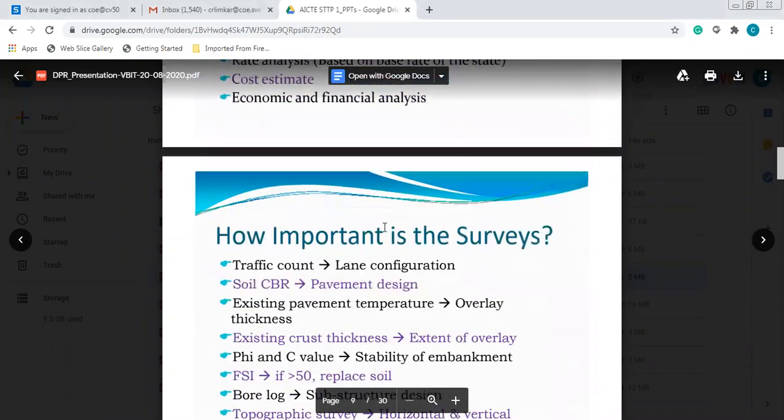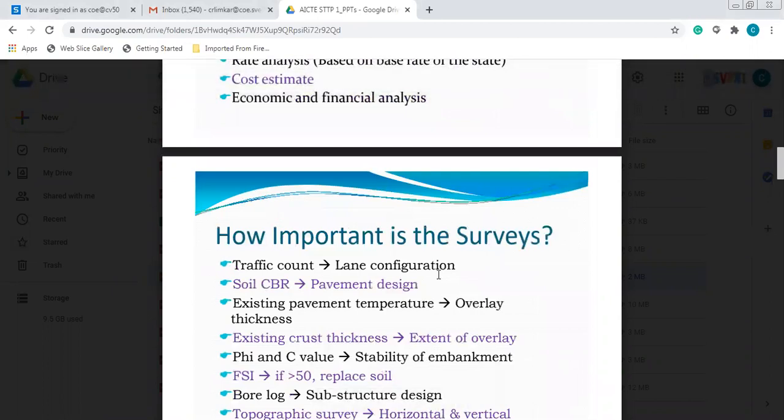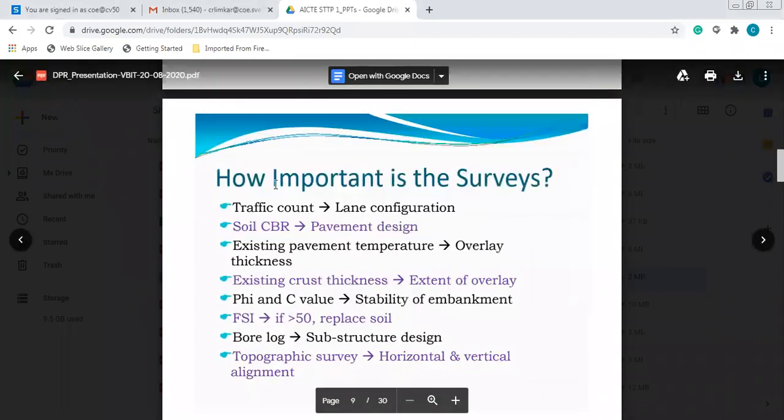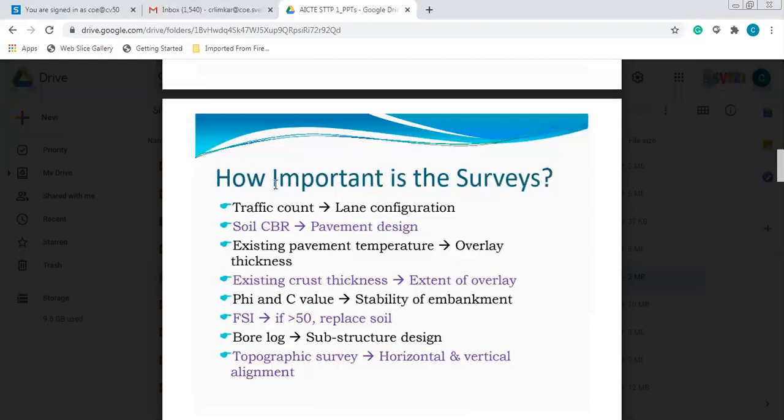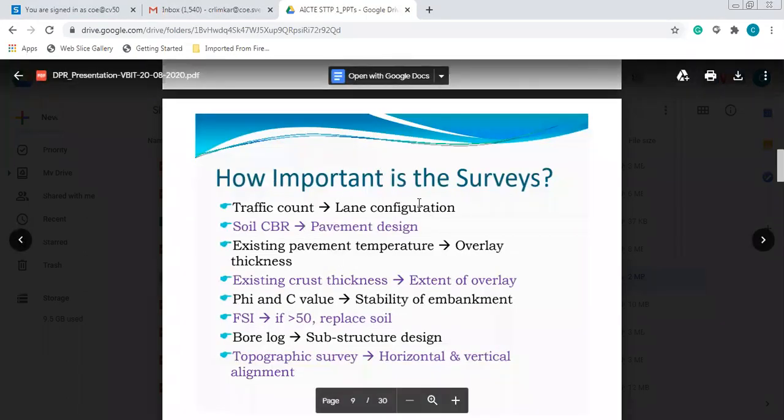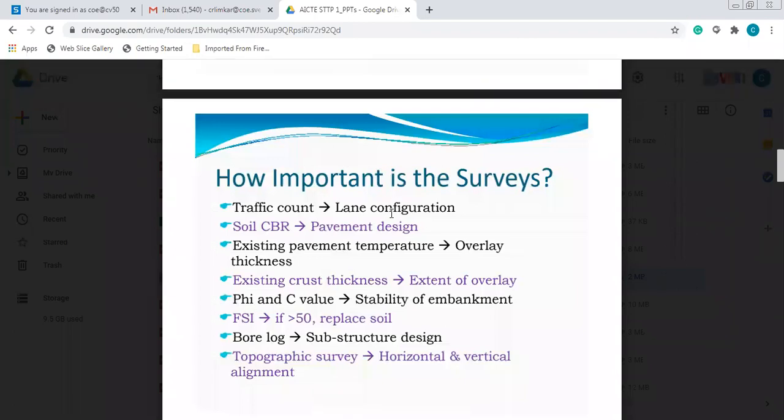So how important is this survey? Why we are doing such things? So many things. Okay, as far as our road projects are considered. So some correlation being mentioned over here. Why traffic surveys or traffic volume counting is necessary for deciding the lane configuration. Now you are familiar, lane distribution factor or whatever the cumulative standard axles you are going to determine, correct? CSA values you are going to determine.